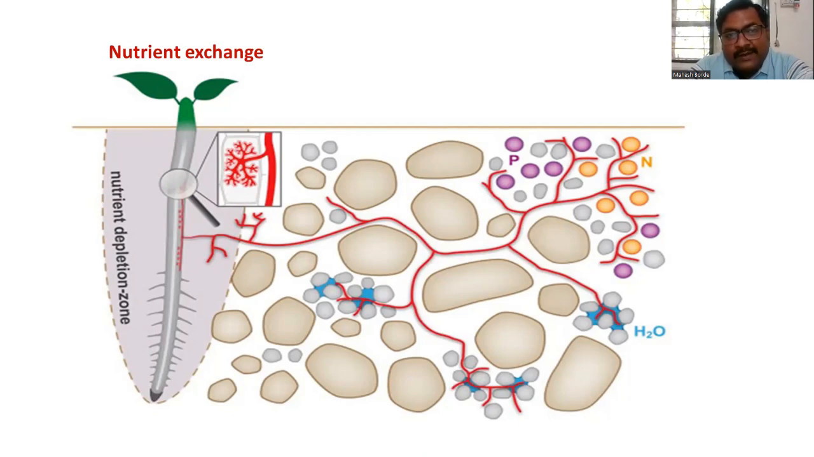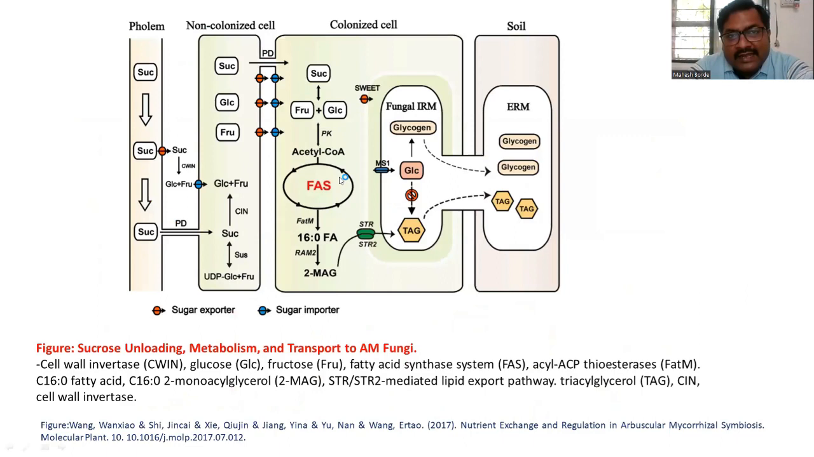But what exactly happens? How does the exchange of carbon and nutrient take place? For example, if you see, these are the four cells. One is phloem, second is a non-colonized cell, third is a cell colonized with the arbuscular mycorrhiza, and fourth is the external mycelium. Mostly, the mycorrhizal fungi take about 20% of the carbon source from whatever photosynthesis takes place in the plant. From that, 20% of the carbon source will be taken up by the fungi.